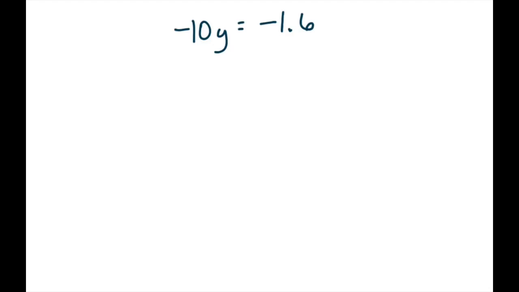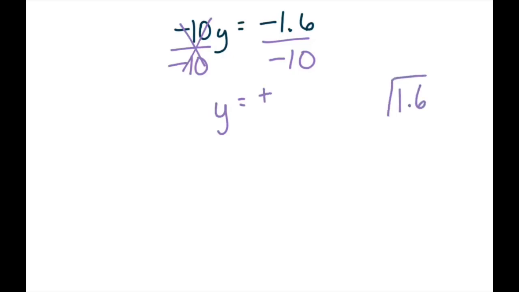All right, let's see what you did. So we divided both sides by negative 10. All right, and that cancels out and isolates your y. And a negative divided by a negative is a positive. So we're doing 1 6/10 divided by 10.